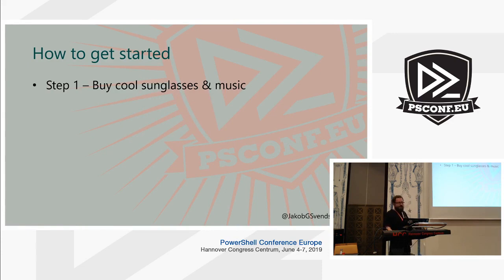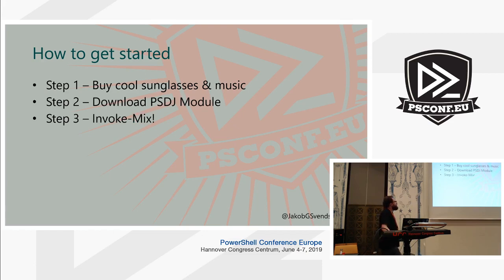So how to get started, right? You buy cool sunglasses and music. You should buy the music. You download my module. You run the invoke mix command. So what I just showed was kind of a standard mix, so I made a command that has all that in it. So you just invoke mix, one track to the other, and if you want, you can select how many beats should be between these things. And then step 4, have a successful life.